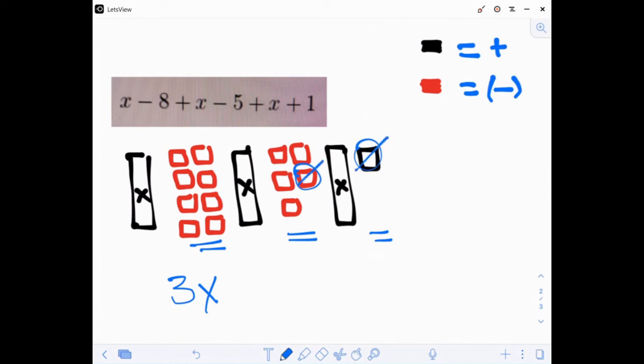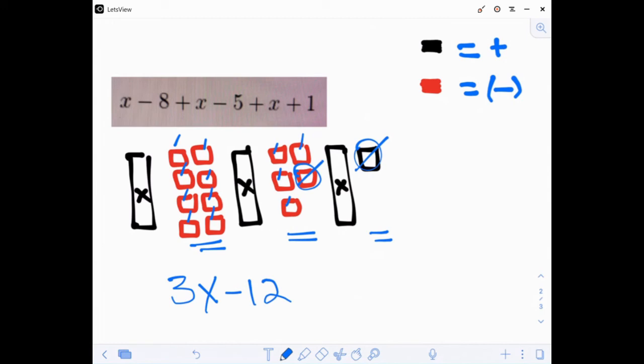That equals 0. So now if I look back at my tiles, how many negative unit tiles do I have? I've got 1, 2, 3, 4, 5, 6, 7, 8, 9, 10, 11, 12. Okay, so that'd be 12 negative tiles. 3x minus 12.